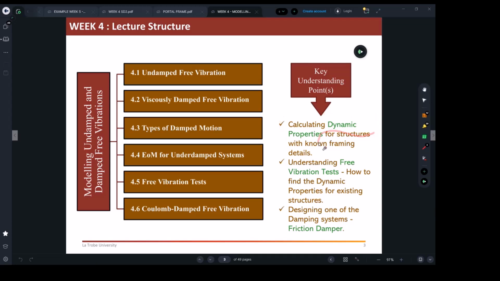can't hand calculate or theoretically find dynamic properties for built structures, because you may not know exactly what the stiffness is. You don't know the stiffness. You don't know maybe the concrete, the inertia, which will help us to find K and all these parameters.